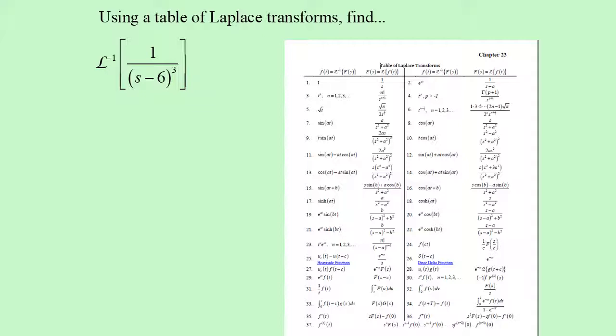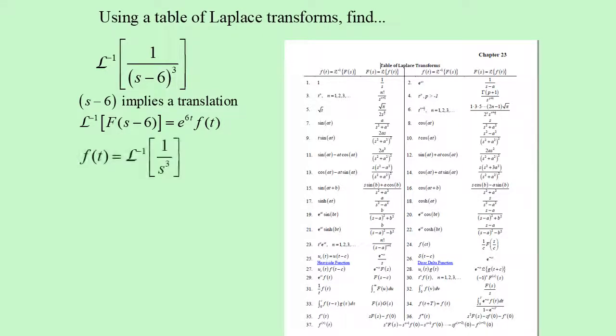Now, at the end of chapter 23, we talked about this, the fact that we've got an s minus 6 to the 3rd power implies that we have a translation. Now, here's how we'll handle that translation with a little bit of extra symbolism, I guess. We notice that we can take out an e to the 6t, that's the s minus 6 part, and now we just need to do the inverse Laplace of 1 over s cubed.